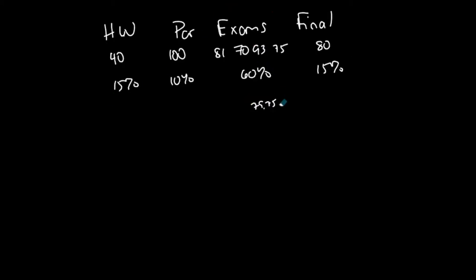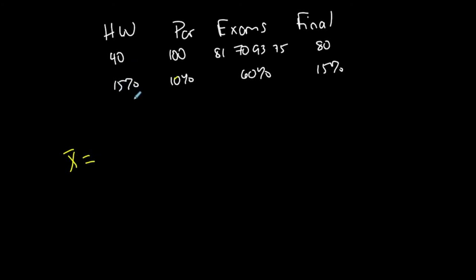Here is another example of a class that calculates your grade based on homework, participation, exams, and final. And that should sound familiar. The homework is 15% of your overall grade. The participation is 10% of your overall grade. Your exams are 60% of your overall grade. And your final exam is 15% of your overall grade. This is how you calculate your overall average, which is a weighted mean.